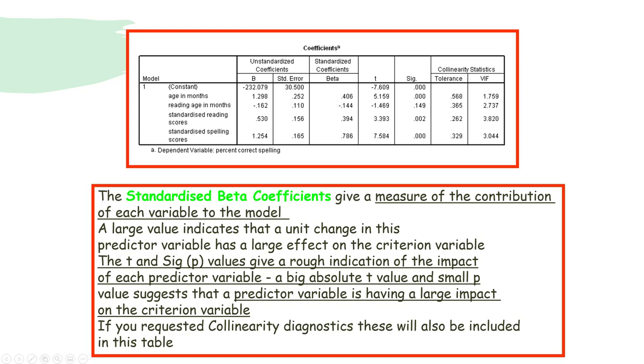Okay, so the standardized beta coefficient gives us a measure of the contribution of each variable in the model. A large value indicates that a unit change in this predictor variable has a large effect on the criterion variable. The t and the sig p values give a rough indication of the impact of each predictor variable. A big absolute t value and a small p value suggest that a predictor variable is having a large impact on the criterion variable. If you requested collinearity diagnostics, these will also be included in the table.